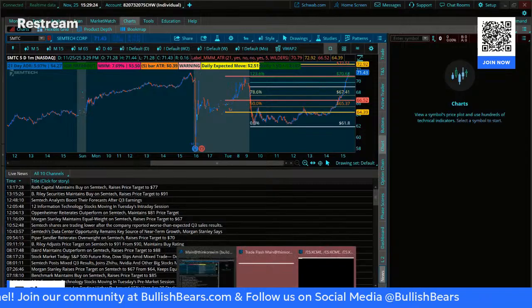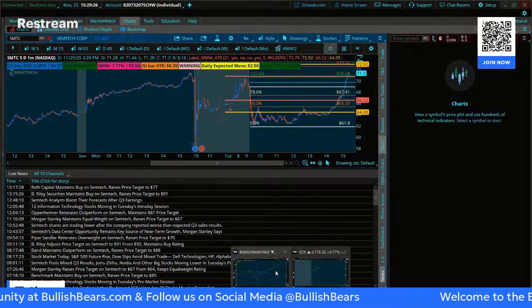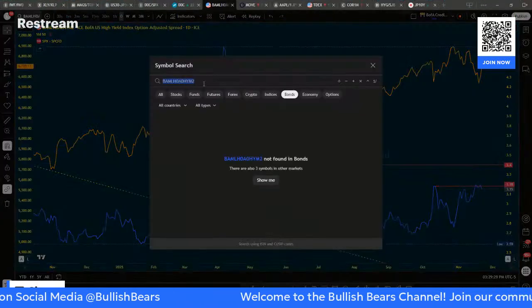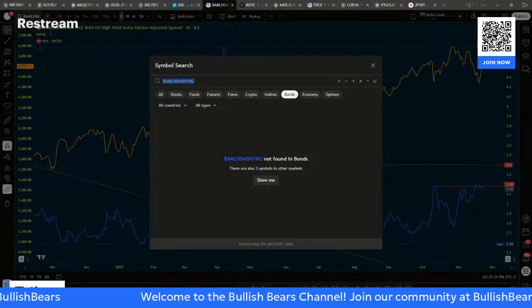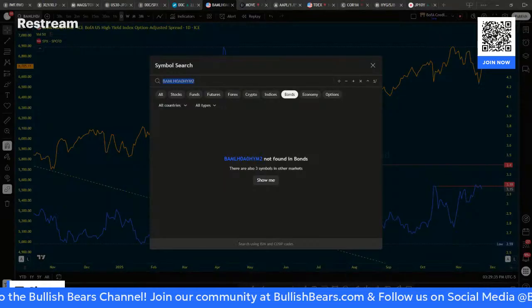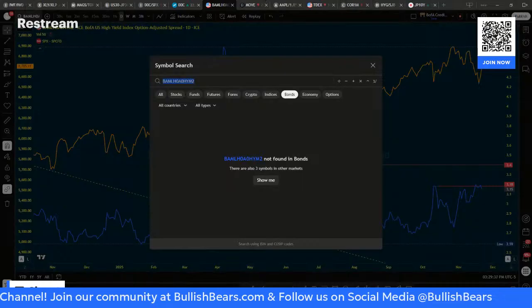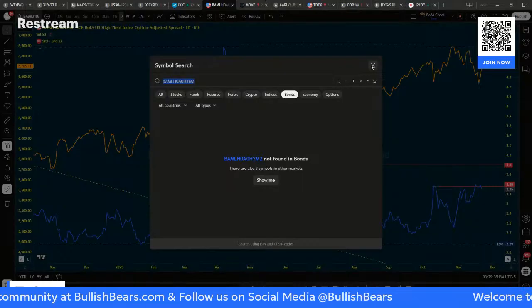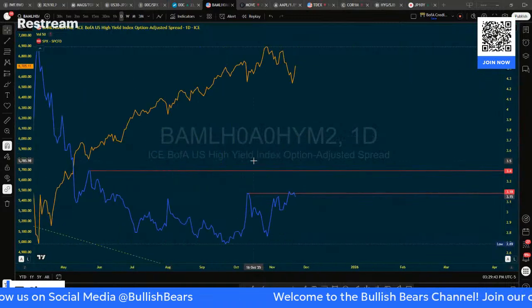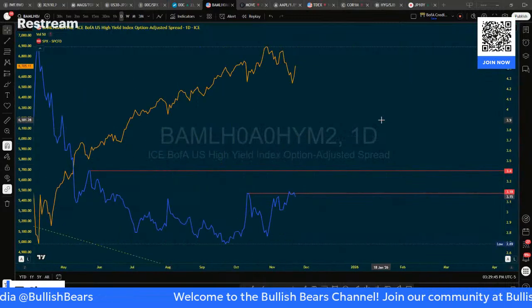Yeah, it's a weird symbol. Let me go back. This is the easiest way for me to point you in that direction because it's a lot of letters. It's a lot of letters. Just copy and paste that. Yeah, ICE Bank of America US High Yield Index Option Adjusted Spread.